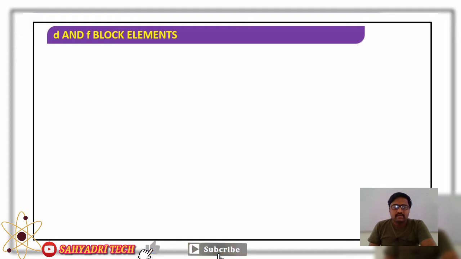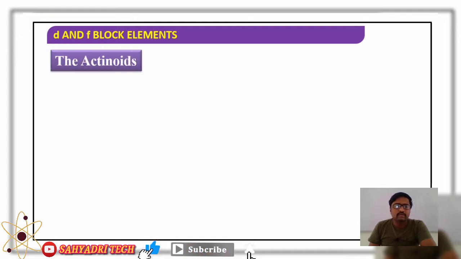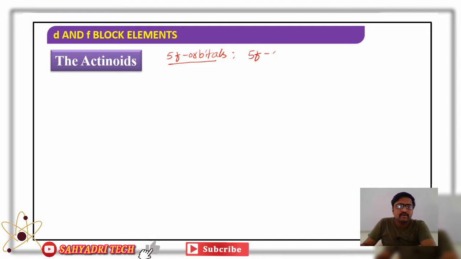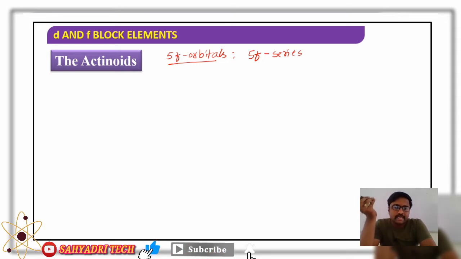What are actinides? Actinides are also one of the series, a series of f block elements. Here, in the case of actinides, the differentiating electron enters into what? The differentiating electron enters into 5f orbitals. Therefore, actinides are also called 5f series. Just as lanthanides are called 4f series elements, here actinides are called 5f series elements.